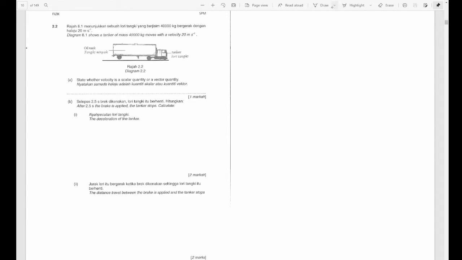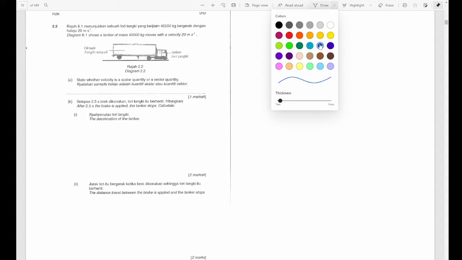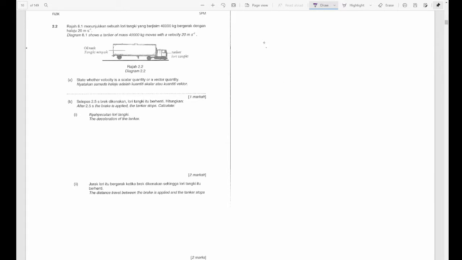So here you need to remember that we have two types of physical quantity in physics. The first one is what we call scalar quantity, and the second one is vector quantity. So what is the difference between these two quantities? Scalar quantity normally has magnitude only. But a vector quantity has the magnitude plus the direction. So that is the difference between scalar quantity and vector quantity.